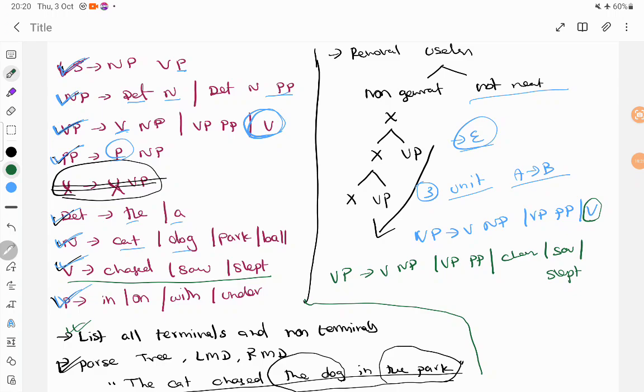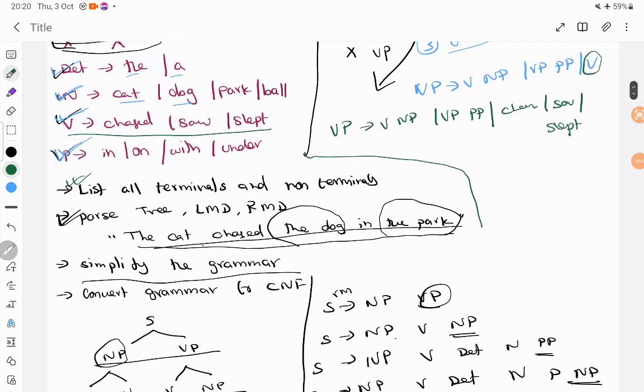One is removal of useless symbols or useless productions. There are 2 types of useless symbol: one is non-generating, another one is not reachable. The next one is epsilon production elimination, and the next one is unit production elimination. Now the grammar is free from all unit productions, epsilon productions, or empty productions. We can remove everything. What is the last step?